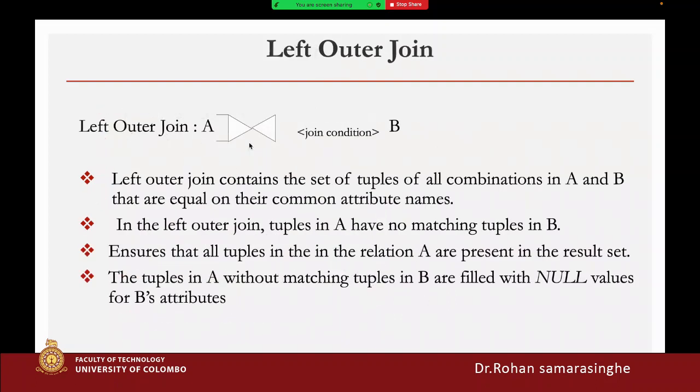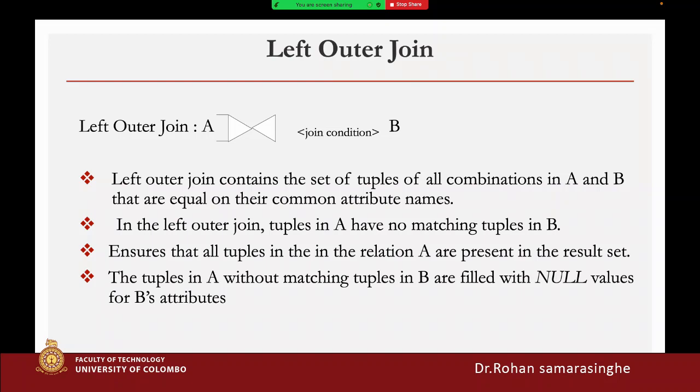Left outer join, A join operation B. The left outer join contains the set of tuples of all combinations in A, that are equal on their common attribute names.